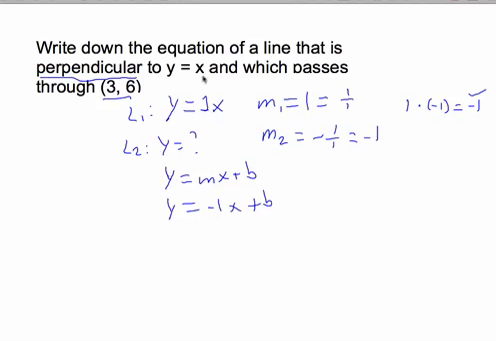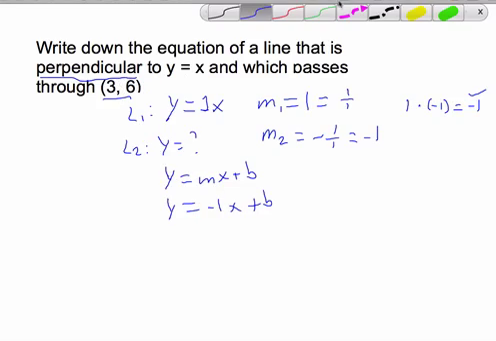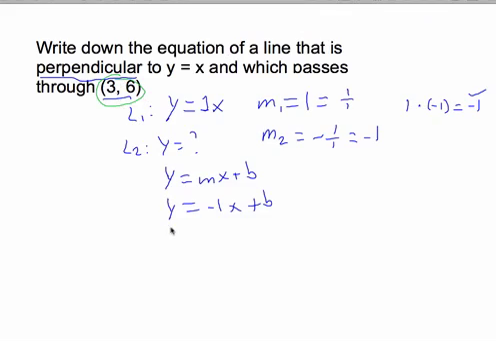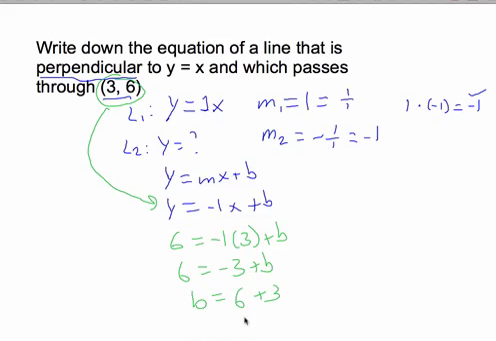So what do we do here? We use our other piece of information, which is 3 comma 6, and we substitute it into the equation to find the y-intercept. So 6 equals negative 1 times 3 plus b. 6 equals negative 3 plus b. So b is going to be 6 plus 3, and b equals 9. So the equation is y equals negative 1x, or just negative x, plus 9. That's the equation of the perpendicular line through the point 3, 6.